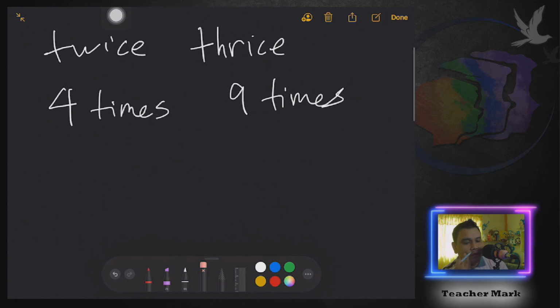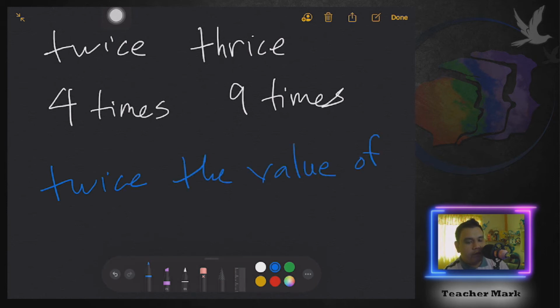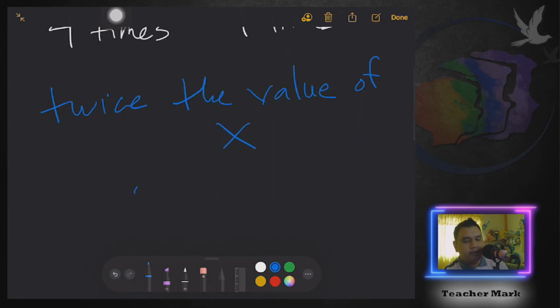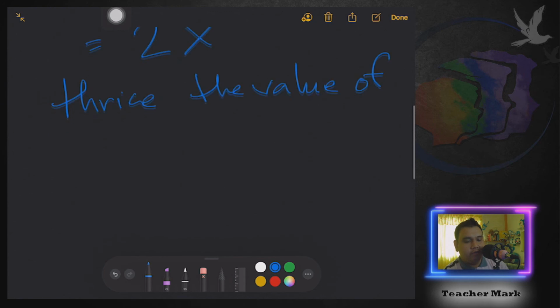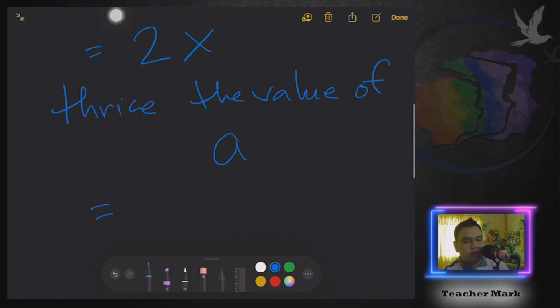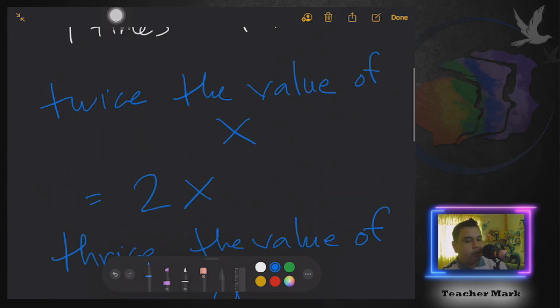So let's try to make use of the terms twice, thrice, 4 times, and 9 times. For example, twice the value of x is actually written as 2x. Thrice the value of a is actually written as 3a, as it is 3 times the value of a. Just the same as for 2x, twice the value of x means 2 multiplied by the value of x, which is 2x.